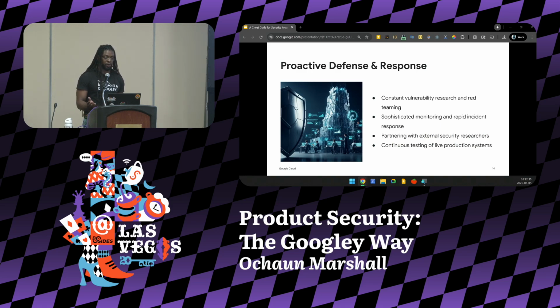First is constant vulnerability research and red teaming. So a standard red team will focus on trying to compromise the platform, but a product-centric red team does a little bit more. So questions that a product-aware red team would ask are, can I abuse this feature to get free credits? Or can I manipulate this API to get someone else's data? Their work requires deep product-specific knowledge to uncover risks that a generic platform scan would miss.